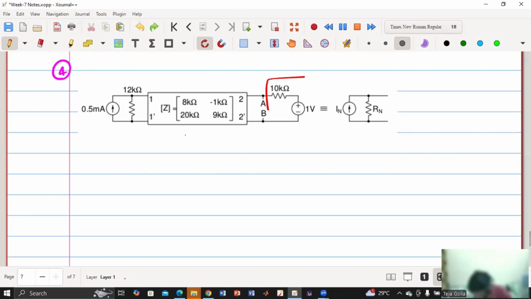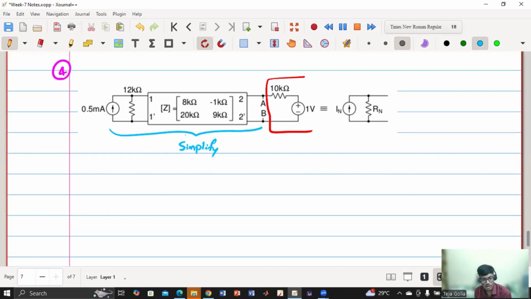First of all, forget this circuit. We have this AB as output, which is also 2 dash. That is our circuit. Forget about 10 kilo and 1 volt. First, we'll see what the plan is. First, we will simplify this, and then we'll consider 10 kilo ohm and 1 volt.